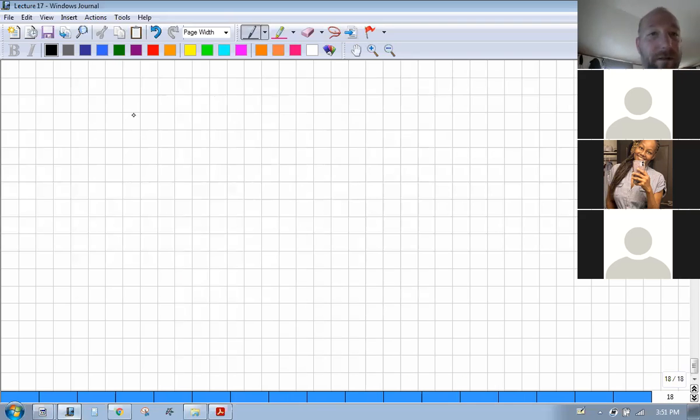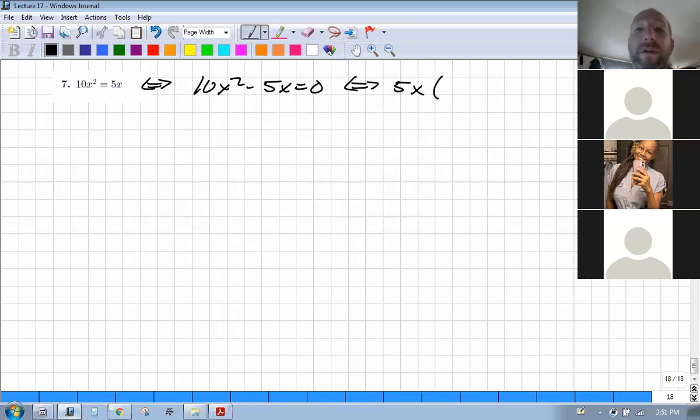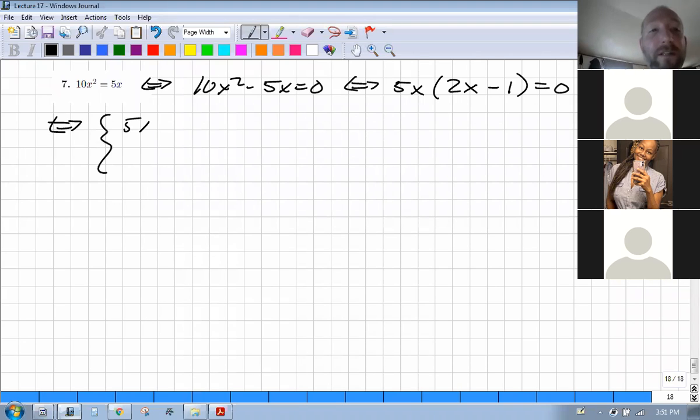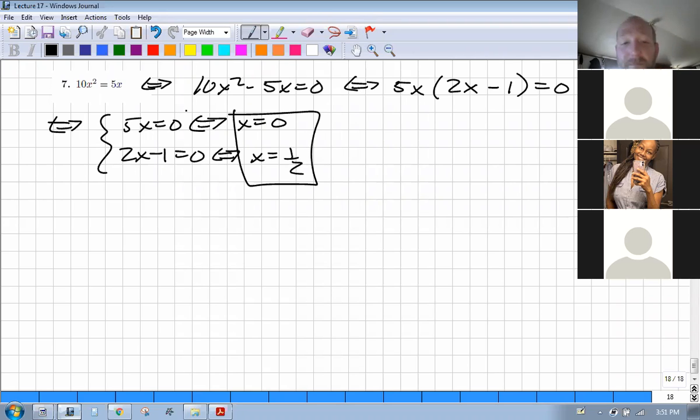The 7 here. Let's put it in the standard form. 10x squared minus 5x equals 0. I could pull a 5x out. That would give me a 2x minus 1. Right? So either 5x is 0 or 2x minus 1 is 0. This one's true only if x is 0. This one is true only if x is 1/2. So there's our solutions.